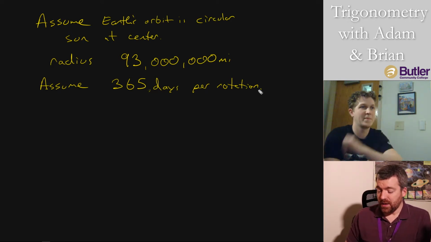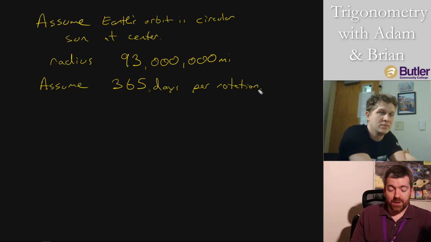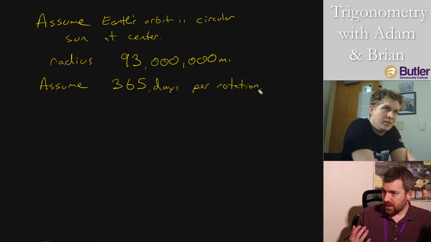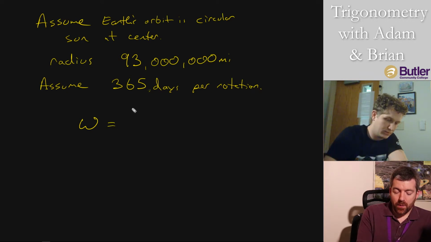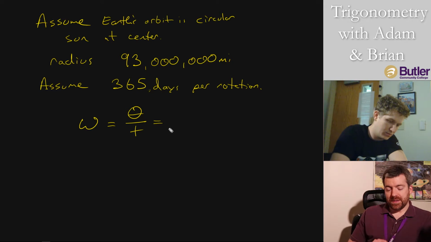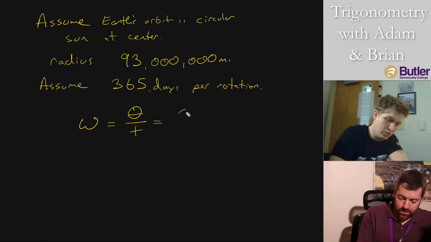That's all we need now. Okay. So the first thing we should start with is the angular speed of the Earth. So the angular speed of the Earth, remember, is angle swept out per unit time. So you could easily write this down. So that's omega equals 2 pi over 1 year.